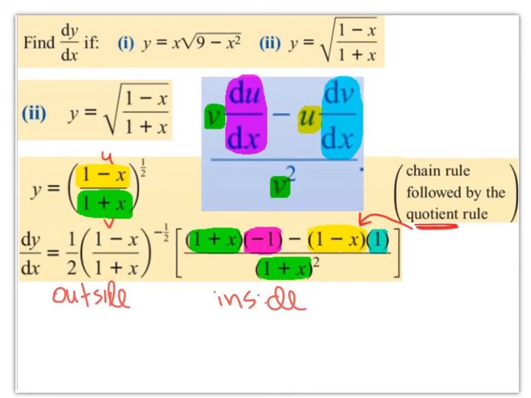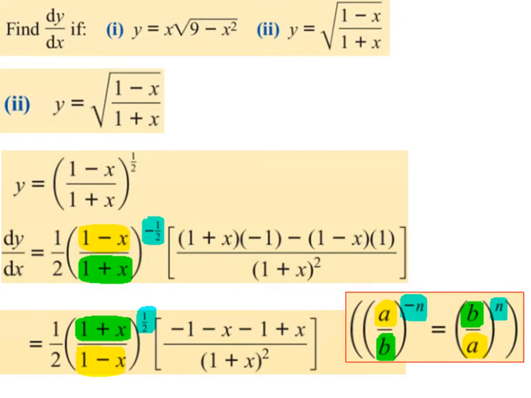So next we have to simplify. So one of our laws of indices states that a over b to the power of minus n is the same thing as b over a to the power of positive n.